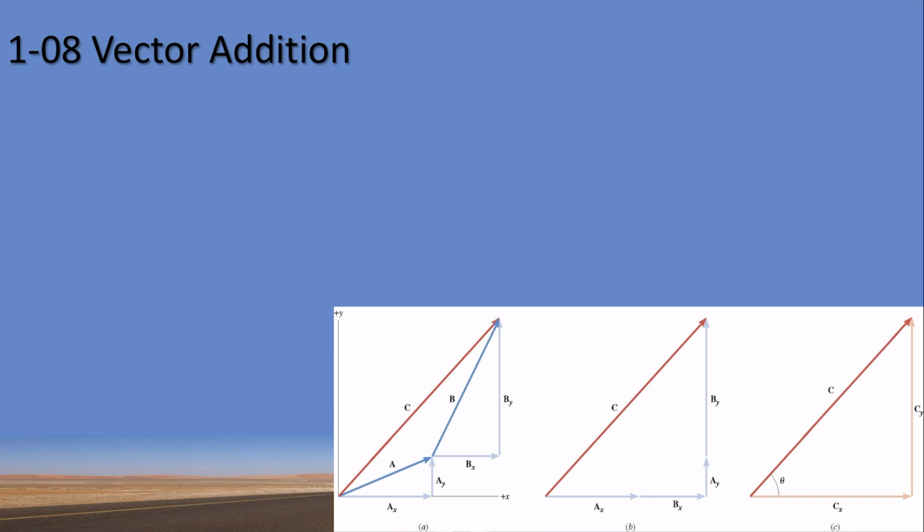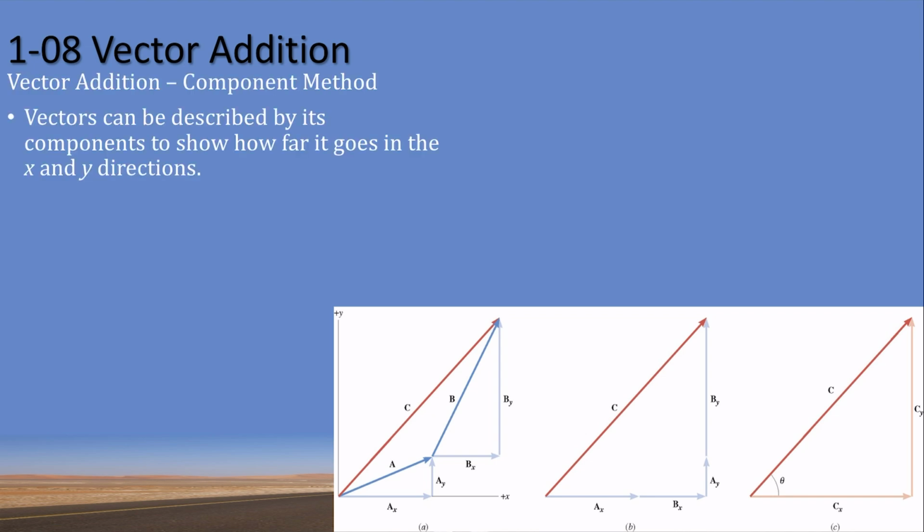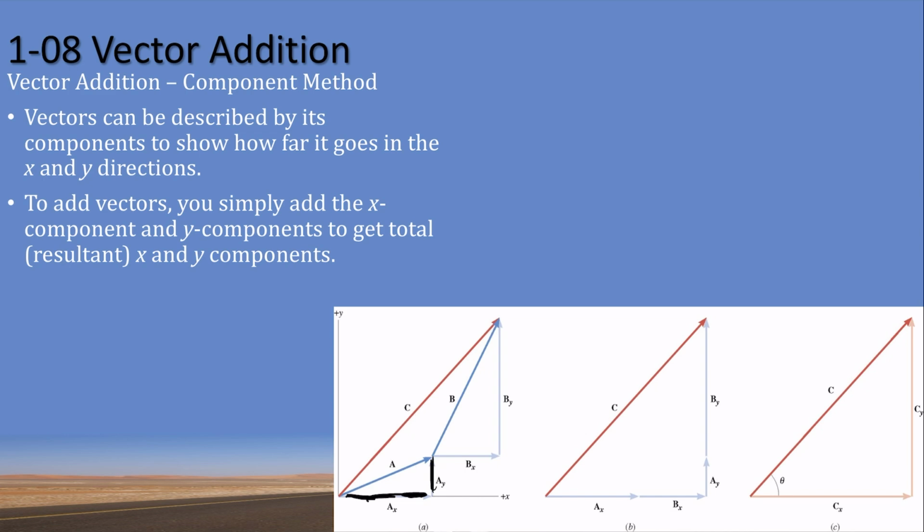So what if there's an algebraic method called the component method? Vectors can be described by their components to show how far they go in the x and y directions. So on our picture here, vector A goes that far in the x and that far in the y. To add vectors, you simply add the x components and the y components.